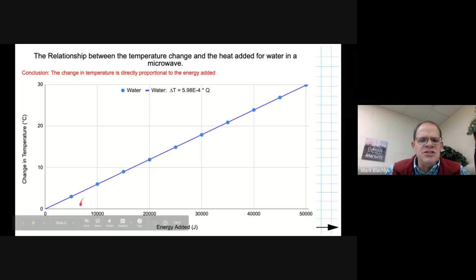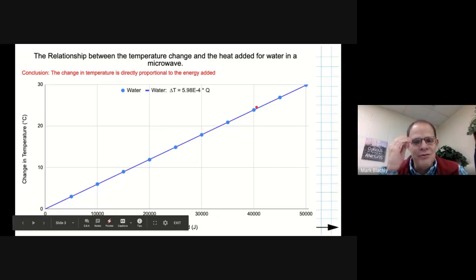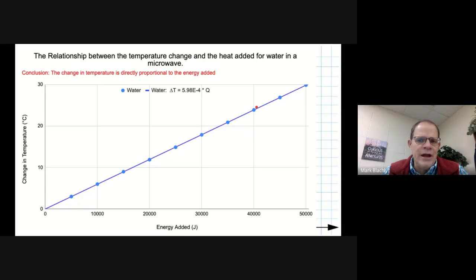You changed the amount of energy you added to the cup of water, and as you added more energy, the temperature went up. You should have found a straight line, which means the change in temperature is directly proportional to the energy added. Because you got a straight line that went through 0, 0, the conclusion is that the change in temperature is directly proportional to the energy added. That should be your conclusion.